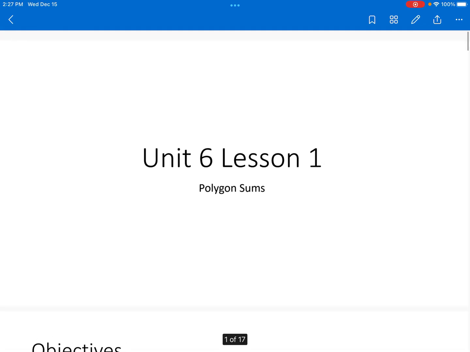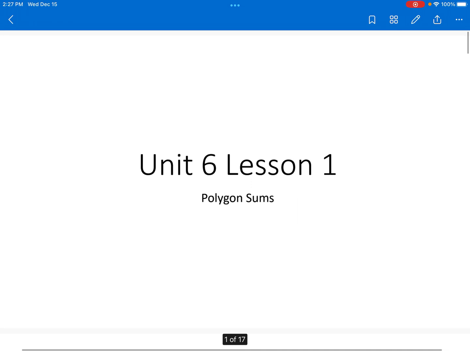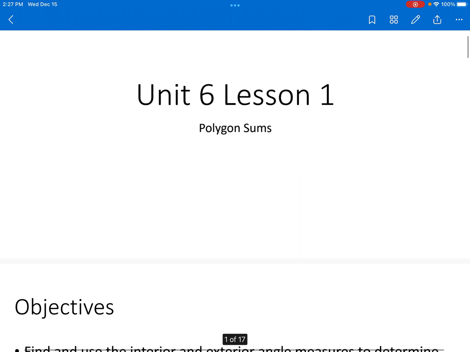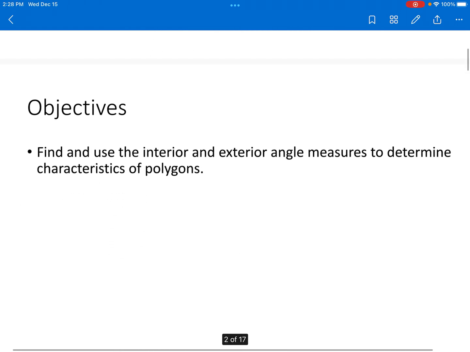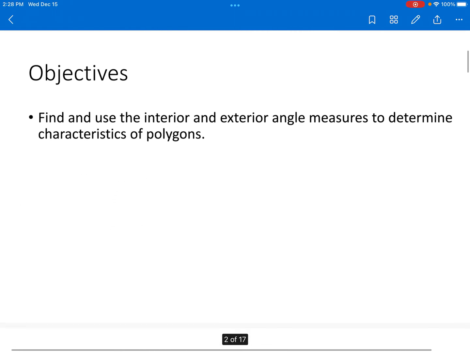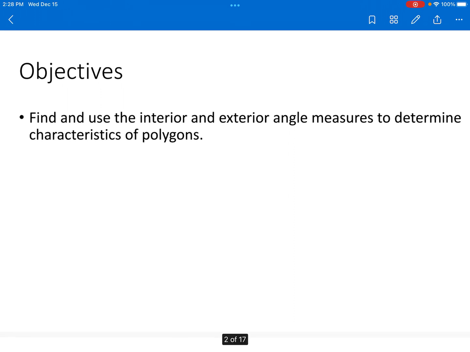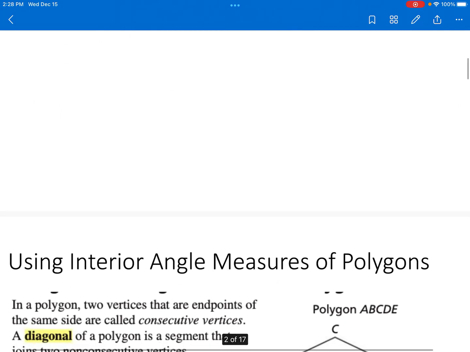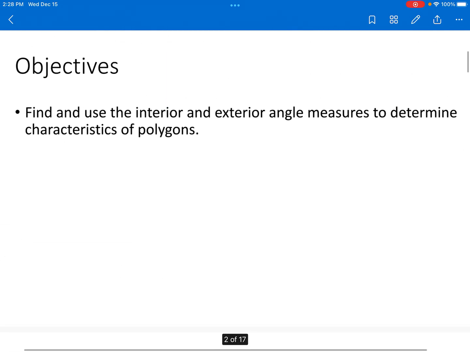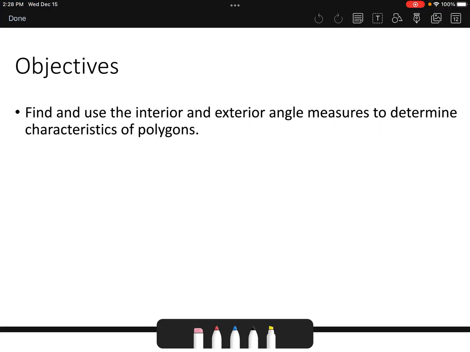Today we're going to talk about polygon sums as we begin Unit 6, which is mainly focused on quadrilaterals. But the first thing we're going to talk about are polygons, and we're going to be talking about the interior and exterior measures of the angles and the sums of those polygons. So I guess really our jumping off point would be, what is a polygon?